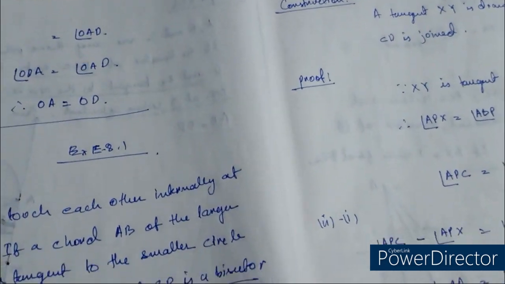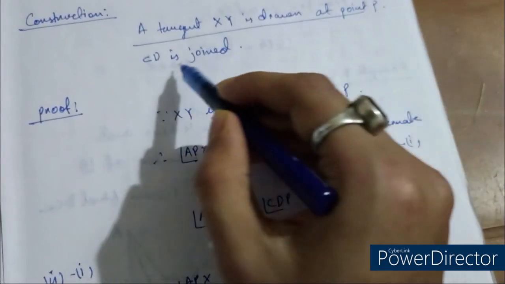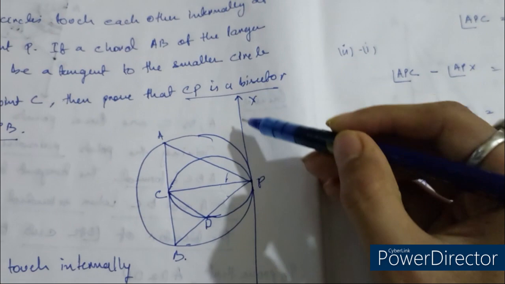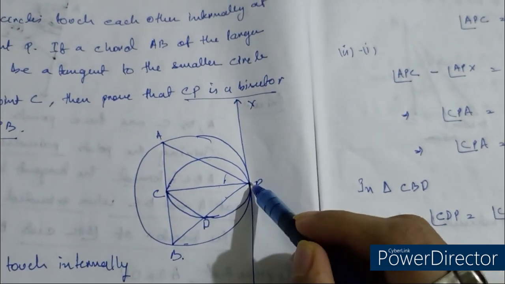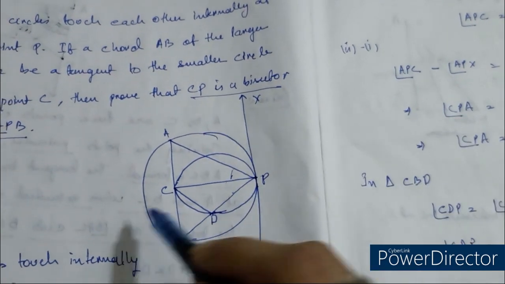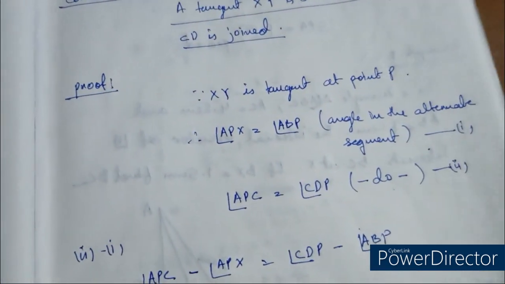So there is a construction, you see: a tangent XY is drawn at point P, and CD is joined. These two are the construction. Now you see the proof.